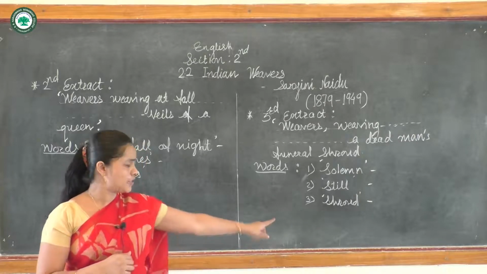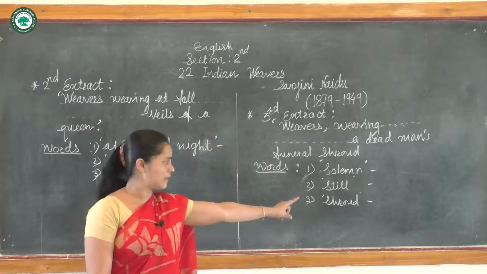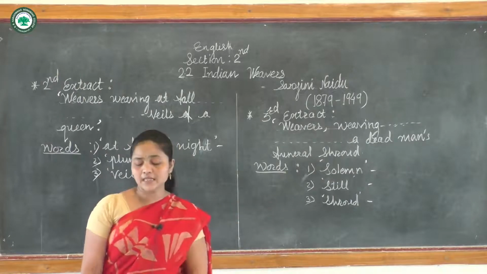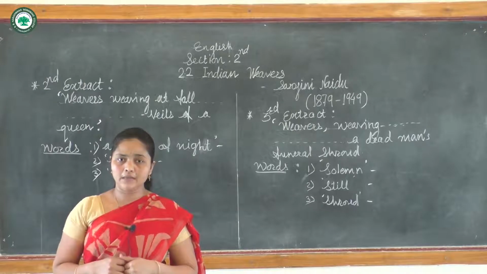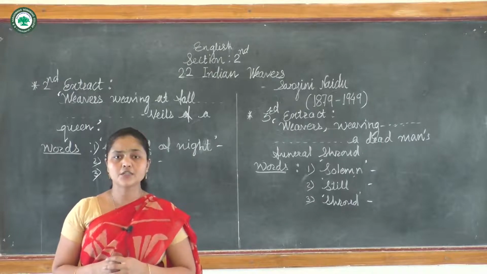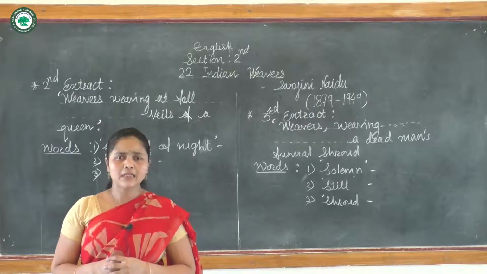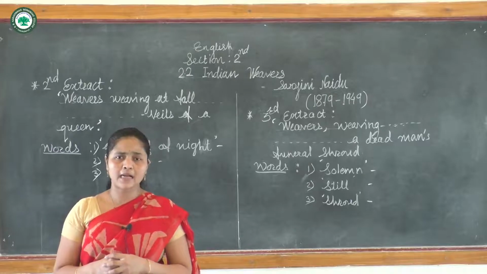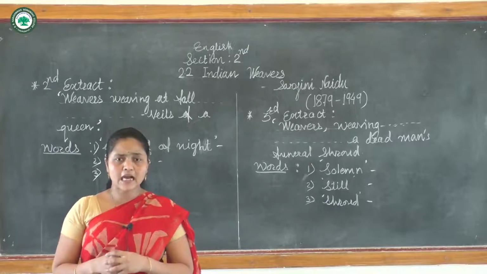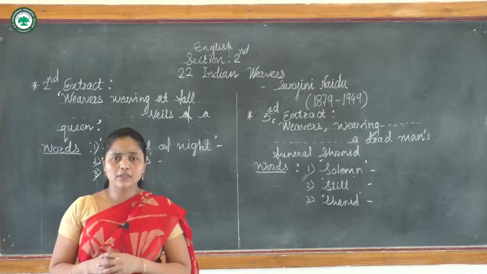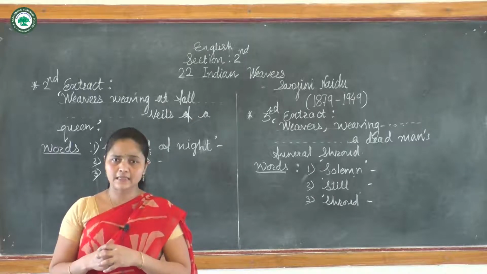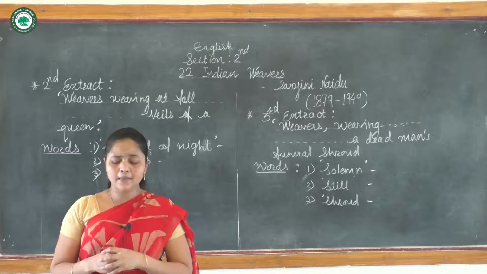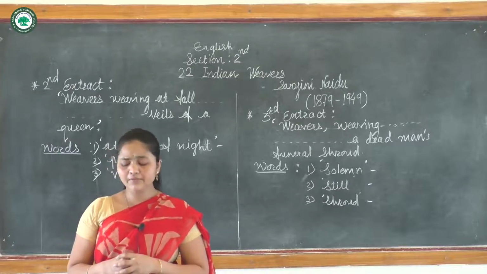Here shroud means what? Here I have also given the last word. Shroud means a cloth in which a dead person is wrapped. That cloth is called a shroud. Now the garment made by the Indian weavers is for the funeral ceremony of someone's death. So the cloth is being made by the weavers there.